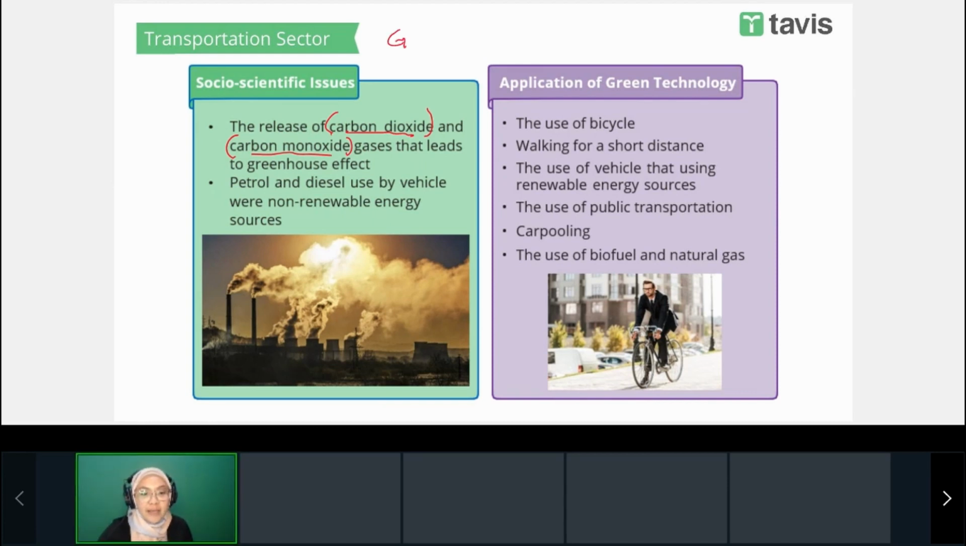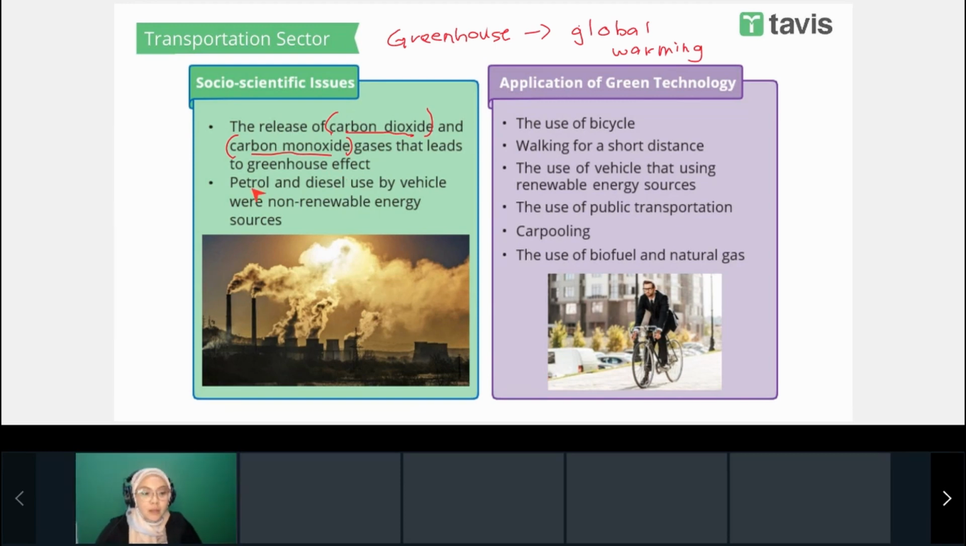Greenhouse gases will cause what? Anyone have any idea? Global warming. Okay. Global warming arises from the problem of an abundance of carbon dioxide and carbon monoxide in our atmosphere.